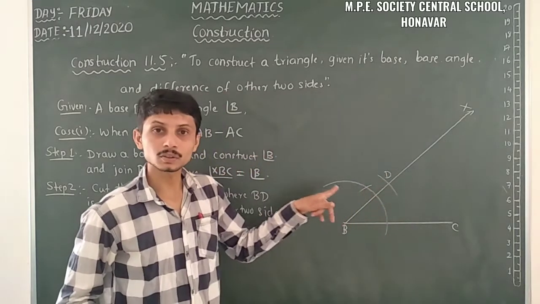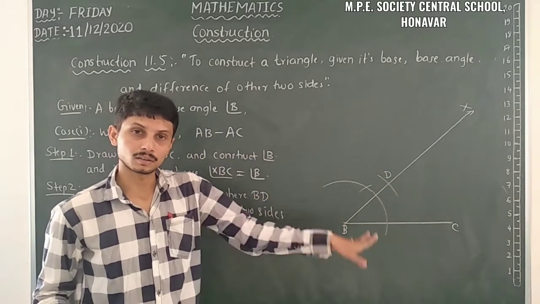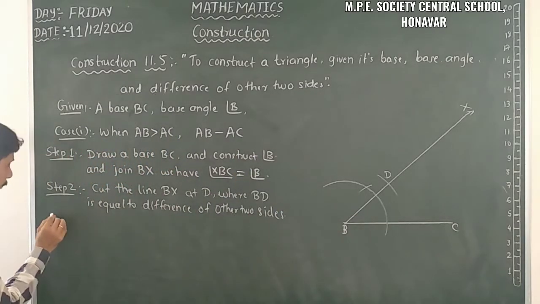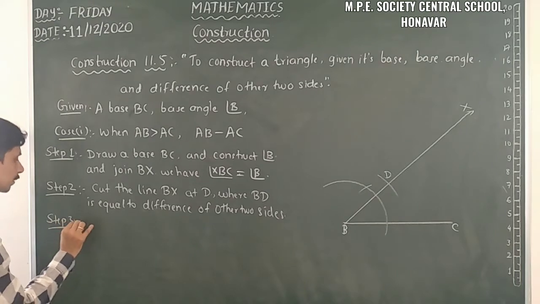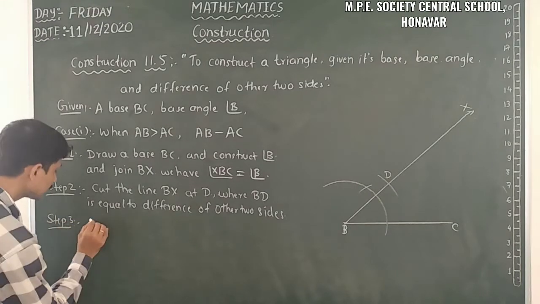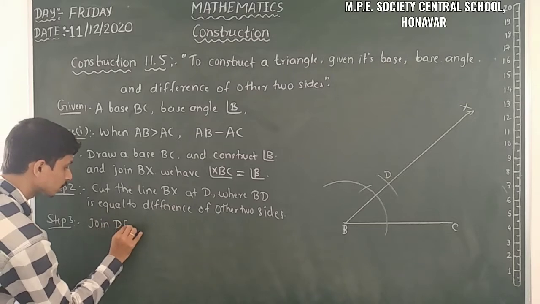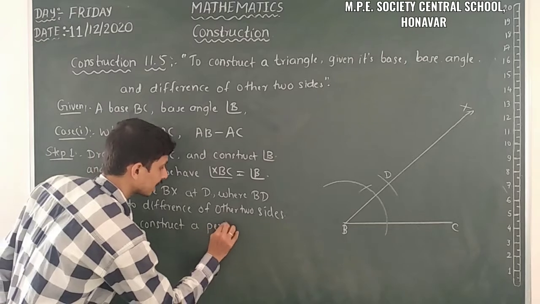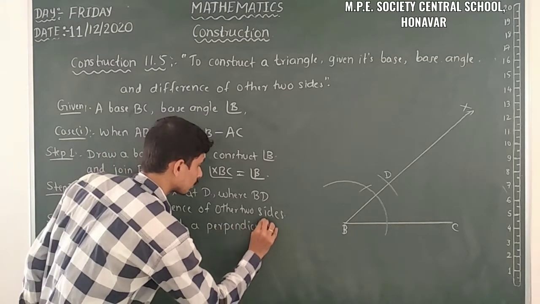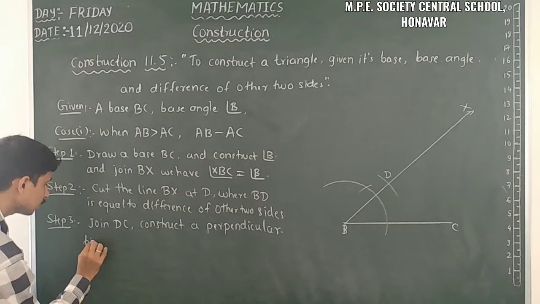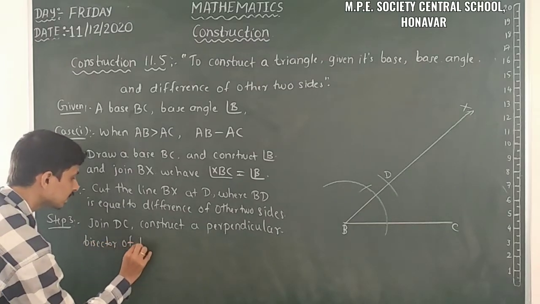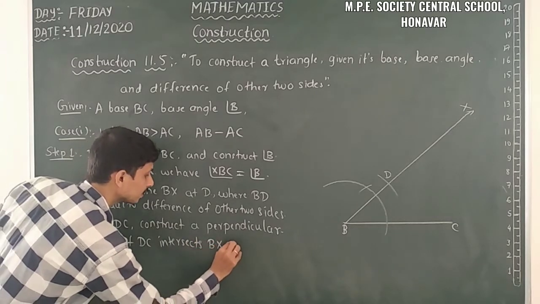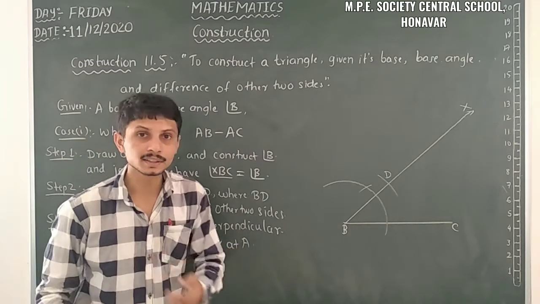When we have D, we have to join DC and draw the perpendicular bisector of DC. So let's take step 3. Same steps, compare with the last construction. Join DC and construct the perpendicular bisector of DC, which intersects BX at A.